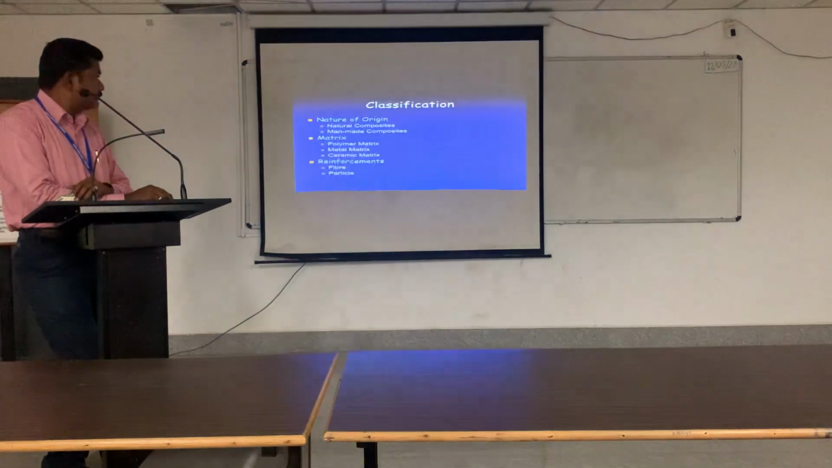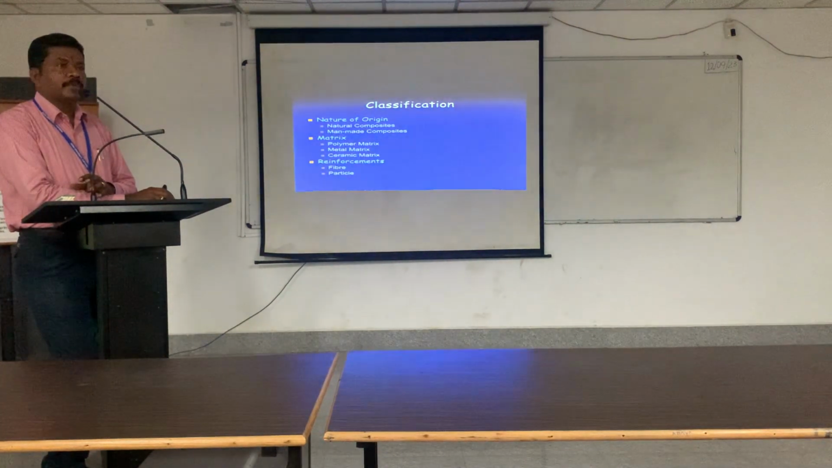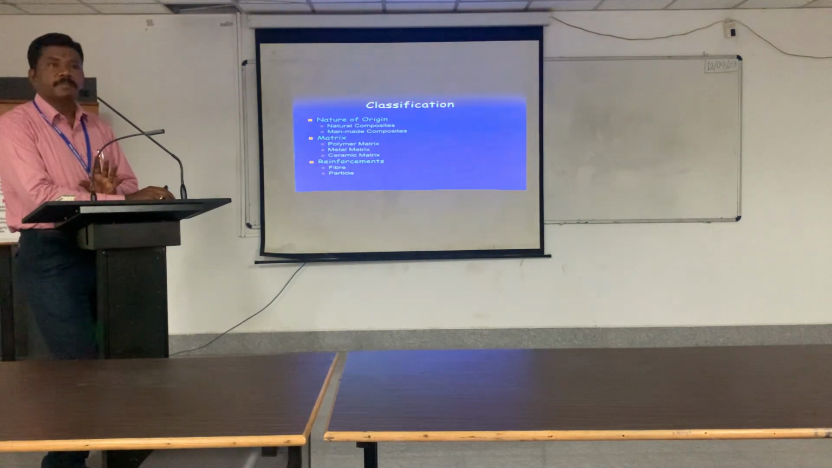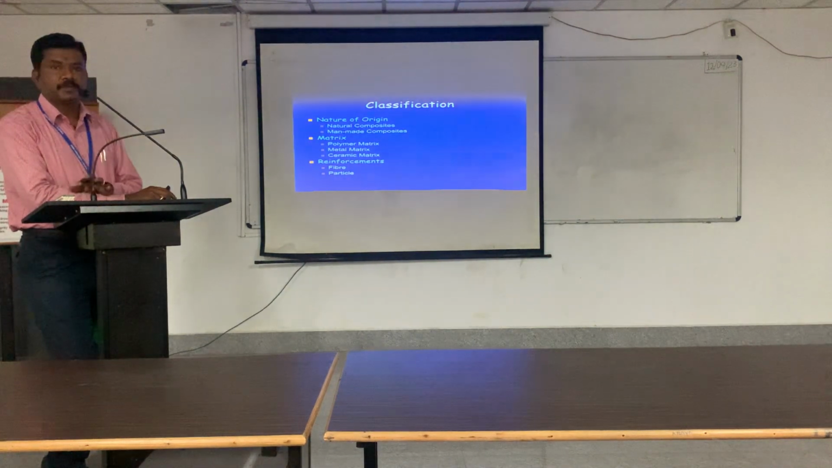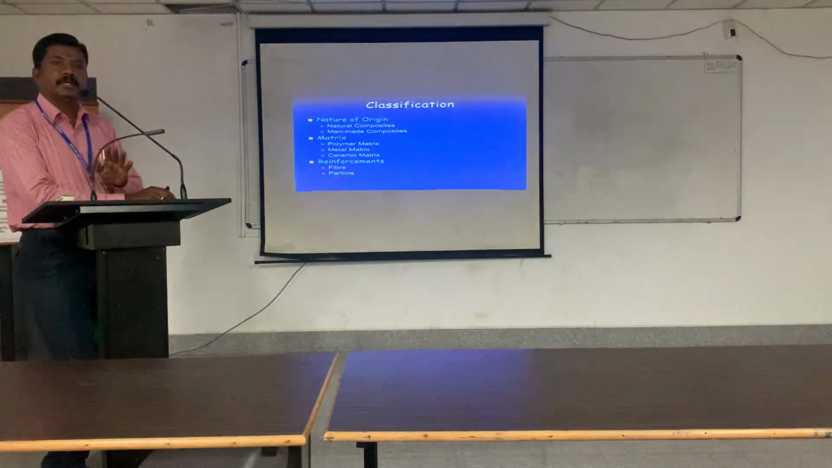The composites are broadly classified into three categories, as we discussed in the last class itself: polymer matrix composites, metal matrix composites, and ceramic matrix composites. That is based on the matrix material used, irrespective of the reinforcement materials. The reinforcement material may be of anything.